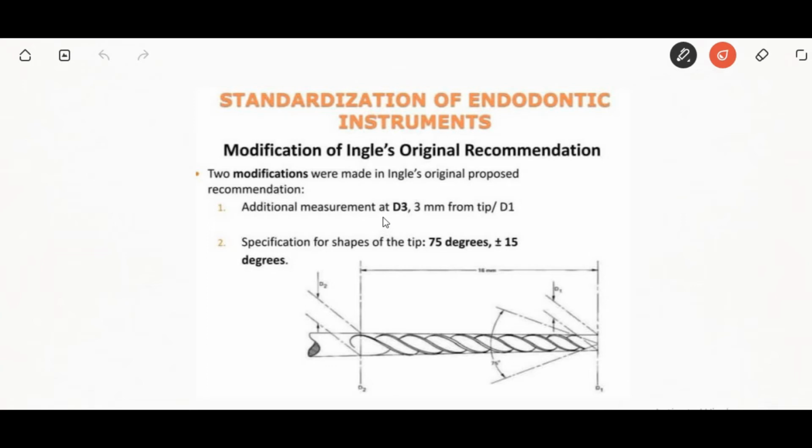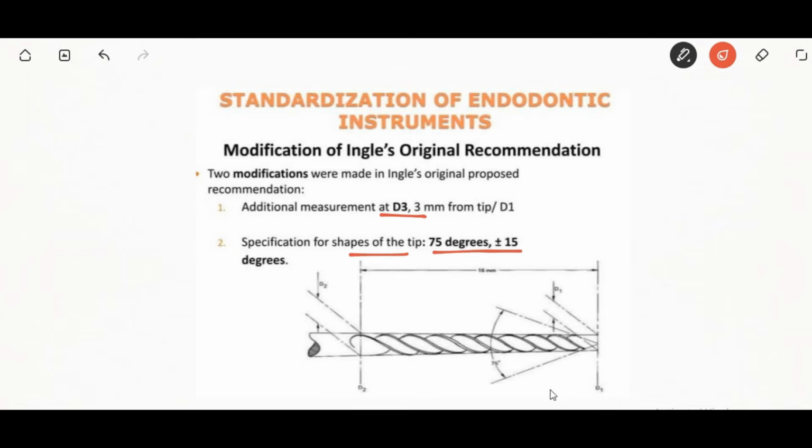Modification from the Engel standardization: an additional diameter measuring point at D3 is 3 mm from the tip of the cutting edge of the instrument. At D2, D0. Earlier it was D1 and D2 was designated as D16. The tip angle of the instrument should be 75 degrees plus minus 15 degrees.